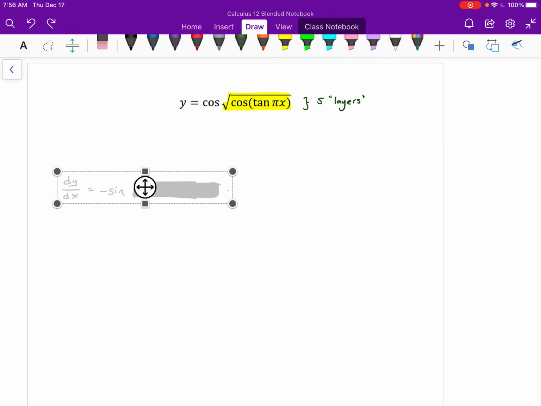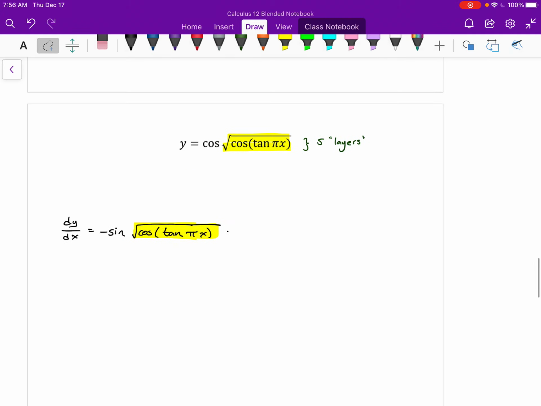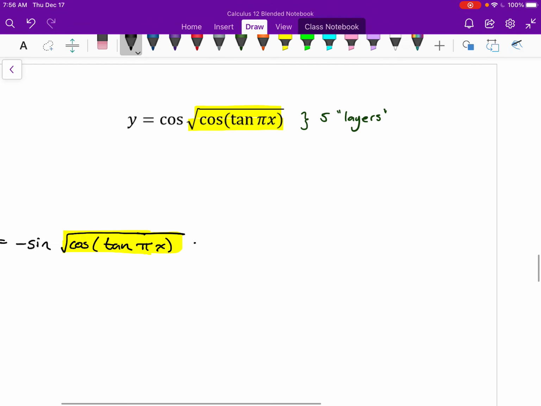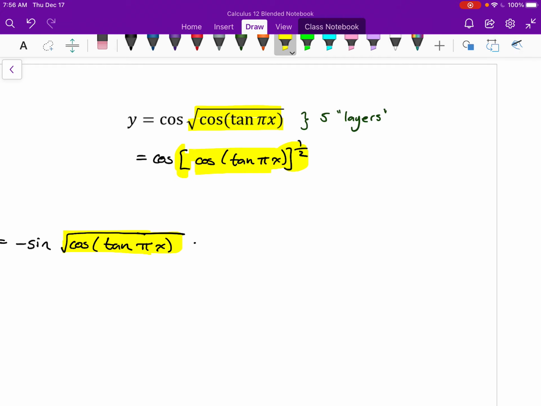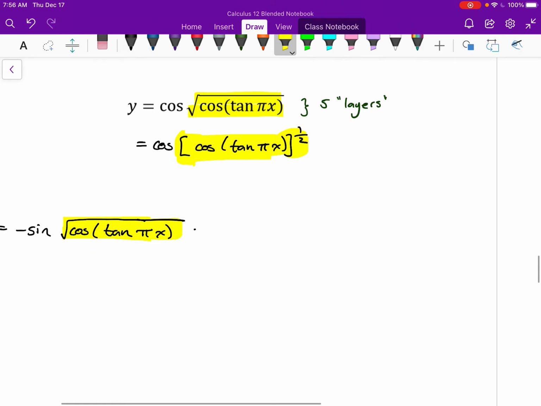There we go. Okay, so for the square root part, I would actually recommend, before I go on, to rewrite my original function as the cosine of all of this good stuff to the power of 1/2. If I write it like that, which is completely equivalent, it makes it more clear how I can use the power rule to differentiate this square root part.